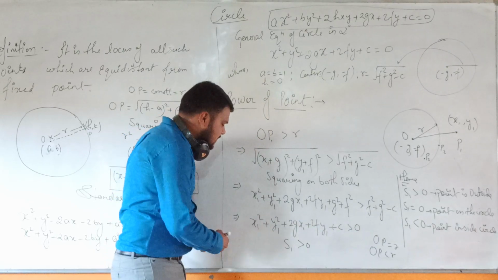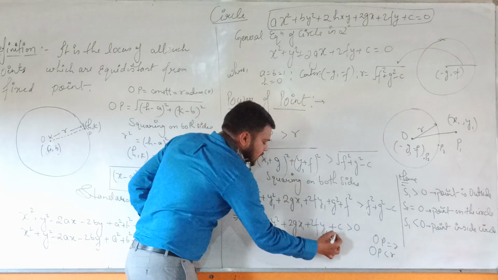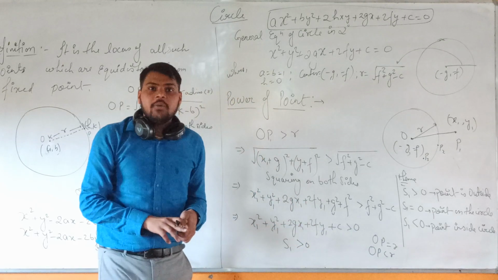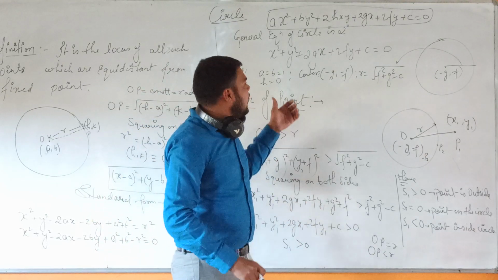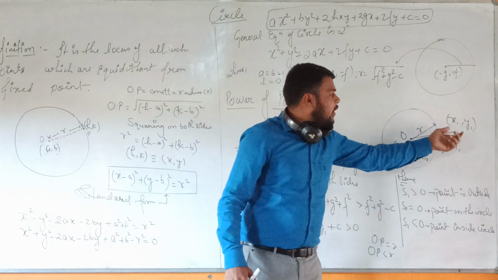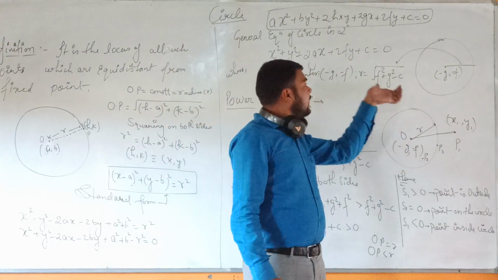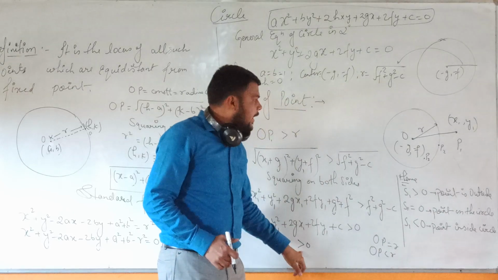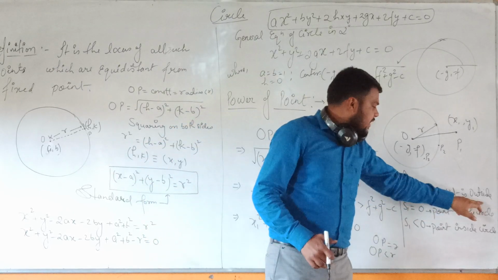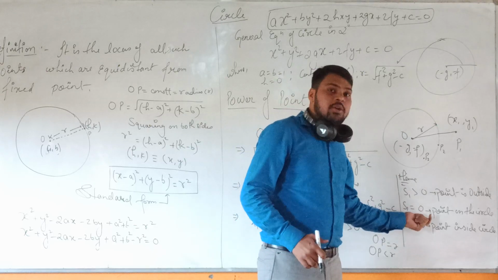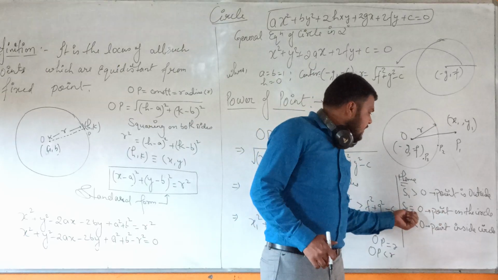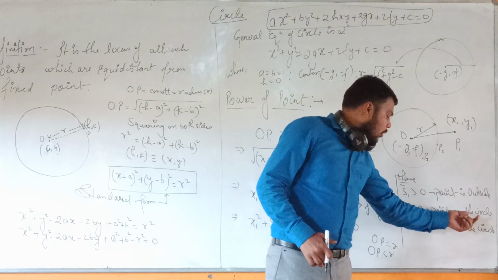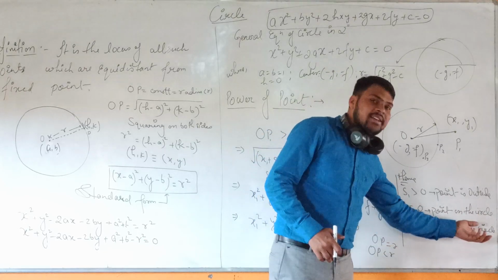This complete expression is nothing but S1. What is the meaning of S1? Just substitute the point in the equation of the circle. If that value comes greater than 0, it means what? The point is outside. If it is equal to 0, the point is on the circle. If it is less than 0, the point is inside the circle.